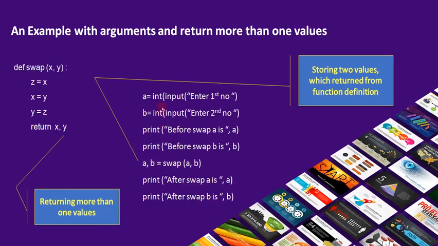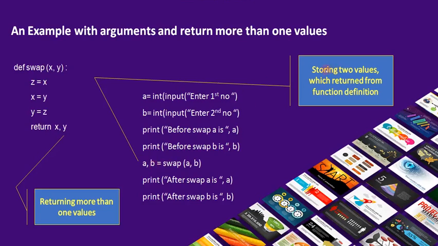Suppose for a I gave 4 and for b I gave 8. It will pass from here 4 and 8 to here. After it gets swapped, the value will return as 8 and 4. So 8 will be stored in the variable a and 4 will be stored in the variable b.